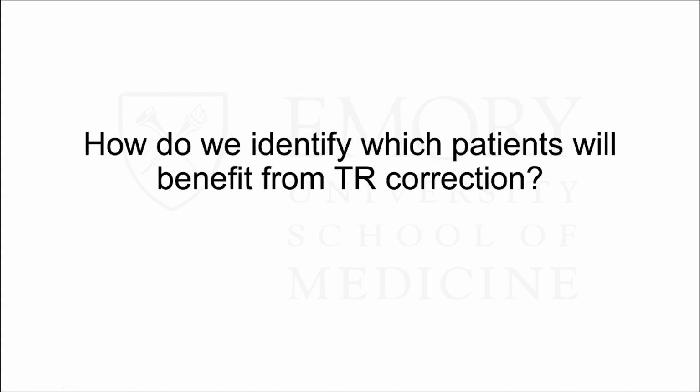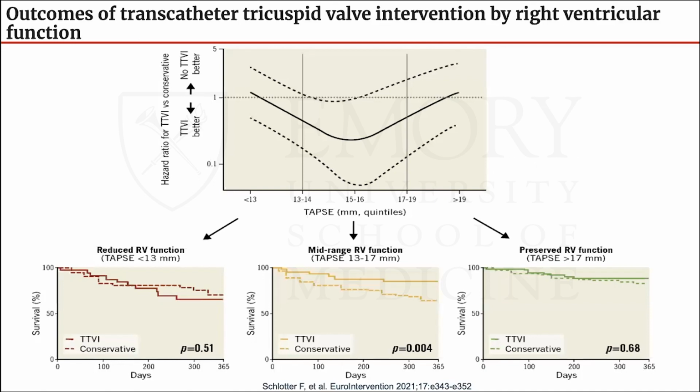So how do we identify patients which will benefit from TR correction? Are we doing this too late in the game, or do we need better estimates of RV function? So this is a very elegant study that has shown that patients who benefit from transcatheter tricuspid valve intervention are the ones who have somewhere mid-range RV function where their TAPSE is between 13 to 17. The ones who had further reduced TAPSE or preserved RV function did not actually see a benefit.